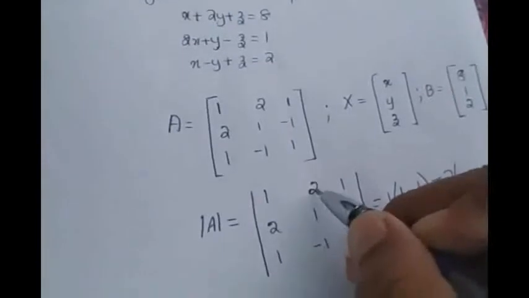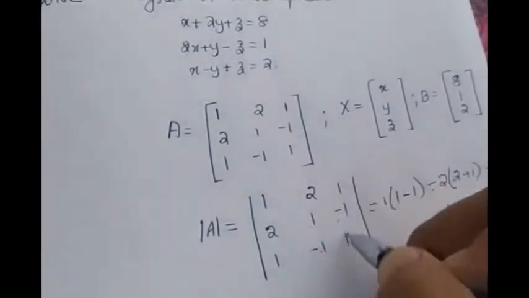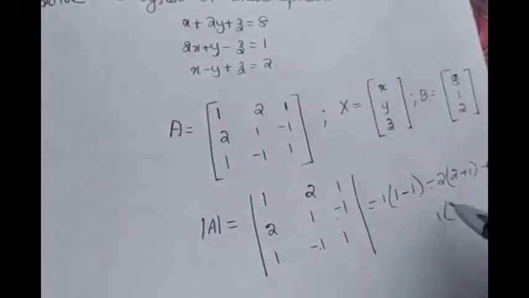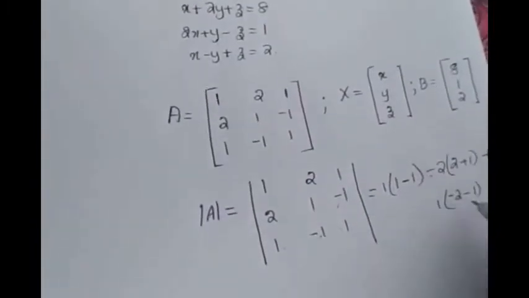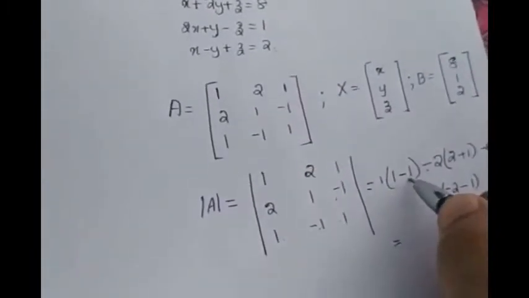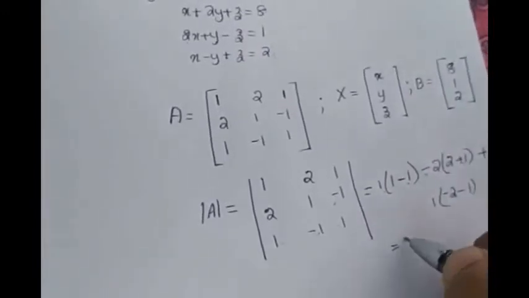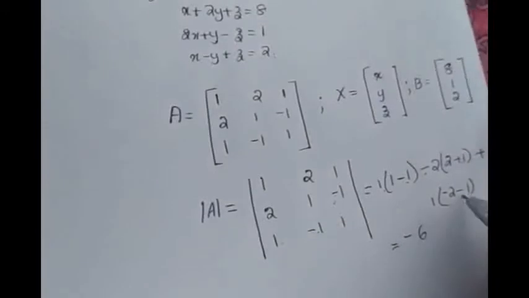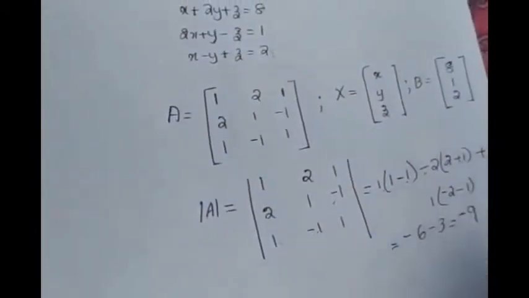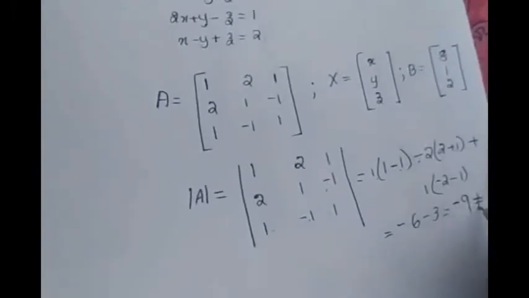Minus, from where this minus came, according to the position. 2 into, avoiding the column and the row, 2 minus minus 1, so 2 plus 1. Plus 1 into, avoiding the column and the row, 2 into minus 1 is minus 2, minus 1. So this gives the value 1 minus 1 is 0. 0 into 1 is 0. 2 plus 1 is 3. 3 into minus 2 gives minus 6. And minus 2 minus 1 gives minus 3, which gives the value minus 9. If it is not equal to 0, you have to express it by writing like this: it's not equal to 0.